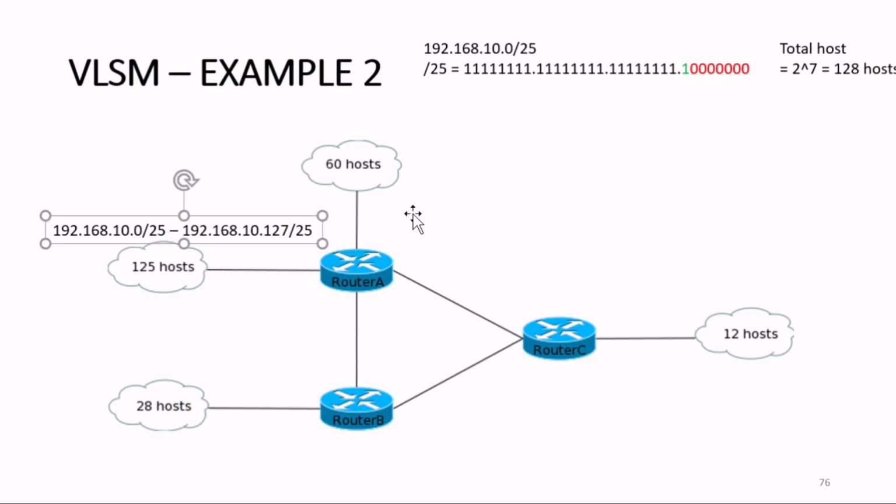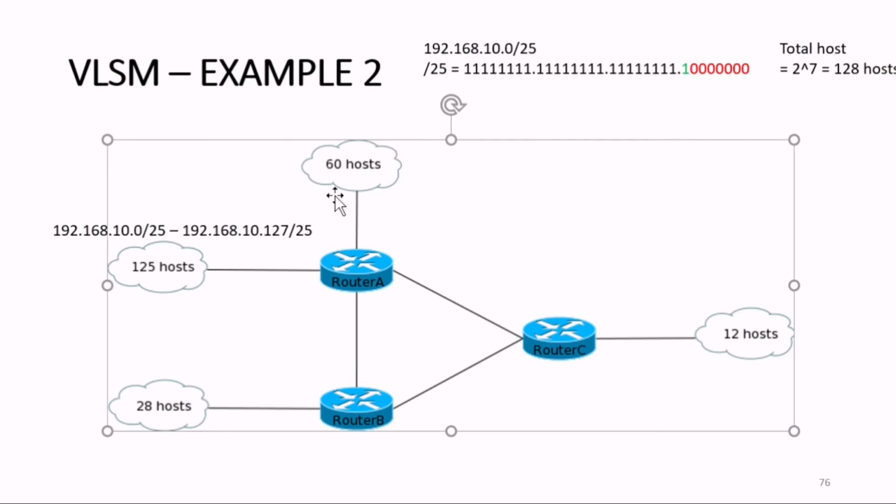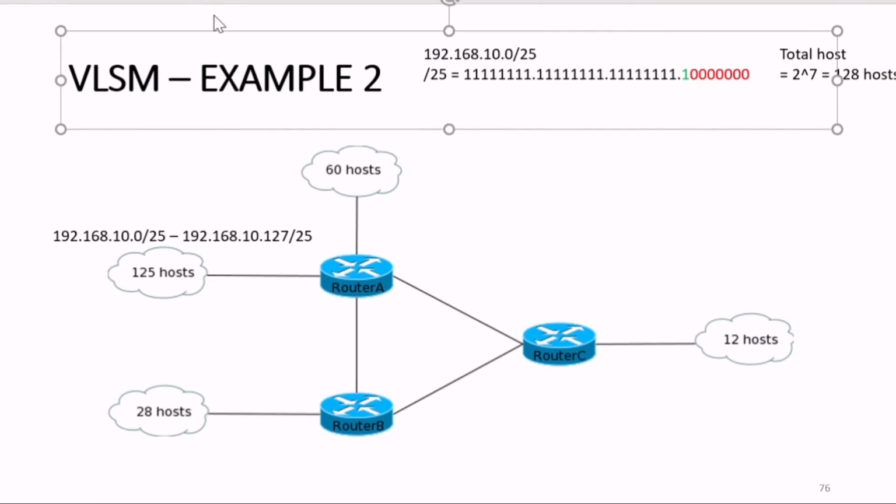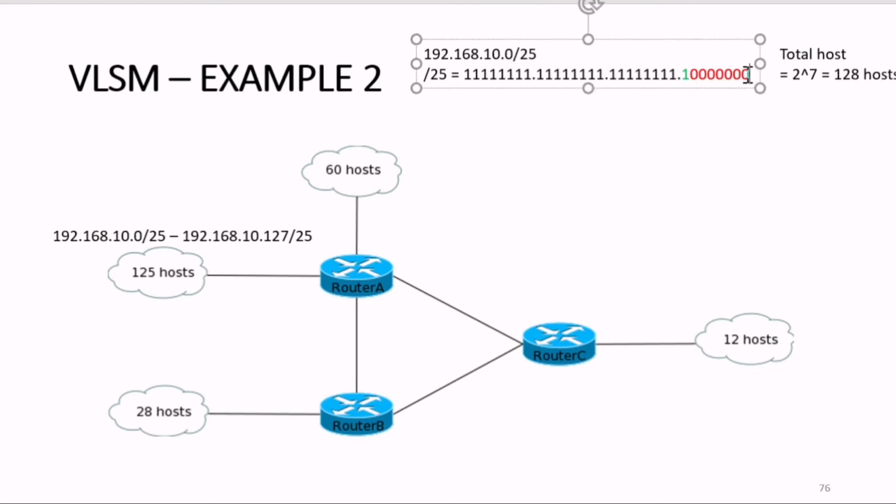And then next, we need to start with the second largest host, which is this one. Because this is 60 hosts, and then plus the interface and the network and broadcast address, for this local network, it requires 63 IP addresses. So we don't have to use /25, because /25 can go up to 128 hosts. So we can use /26.